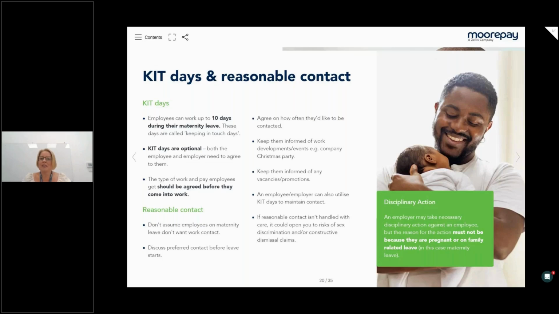What's really important is if there's anything happening in the workplace while somebody's off, we need to inform them. So if there's a newsletter that always goes out, we need to check the best contact details to send that to. We need to let them know if there's a Christmas party, summer event, if there's anything going on that they would normally be invited to had they been in work, then lines of communication should remain open so that they don't get left out, because we can face serious repercussions if people feel like they're being left out because they're on maternity leave.